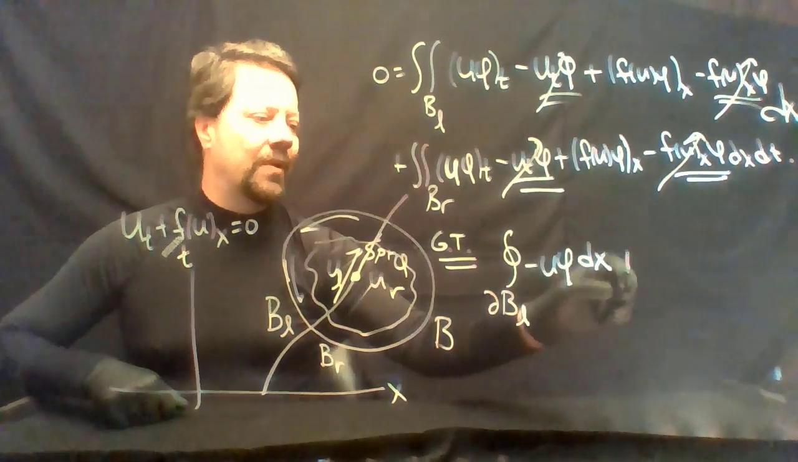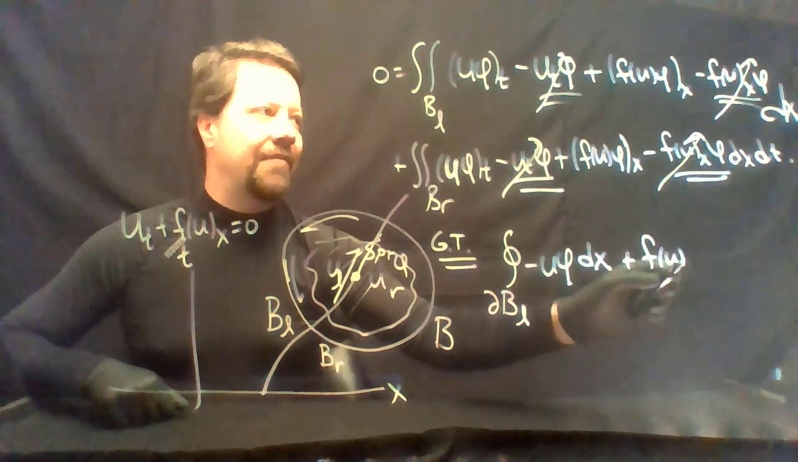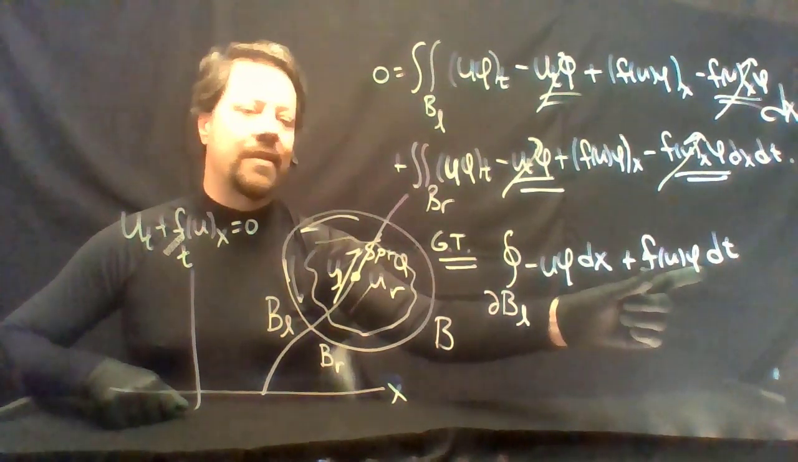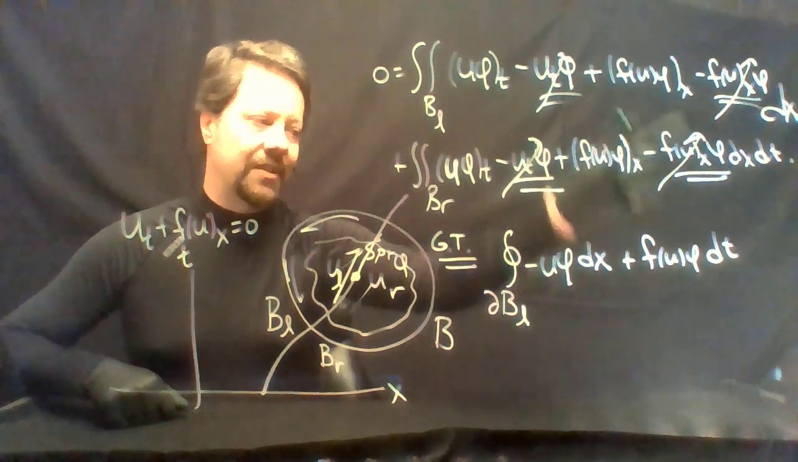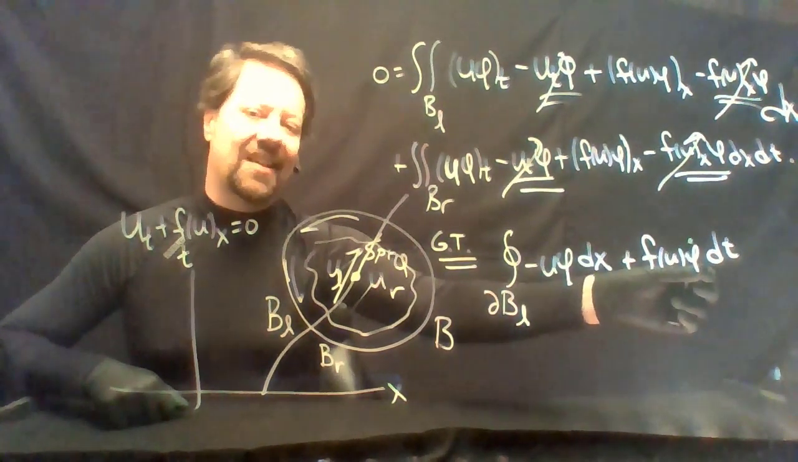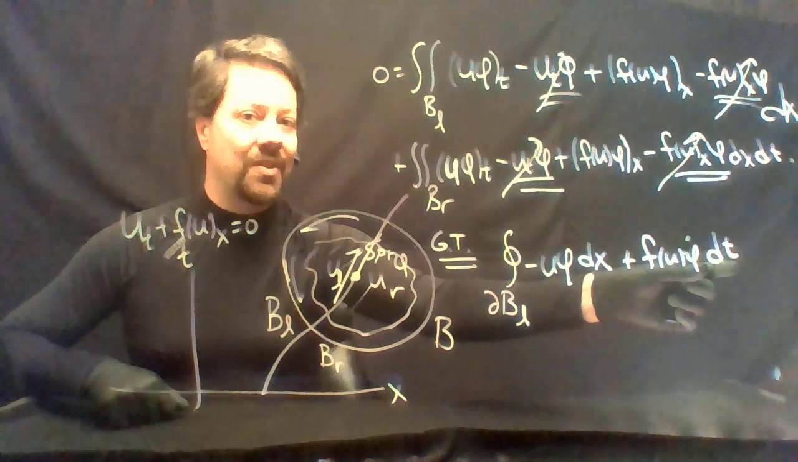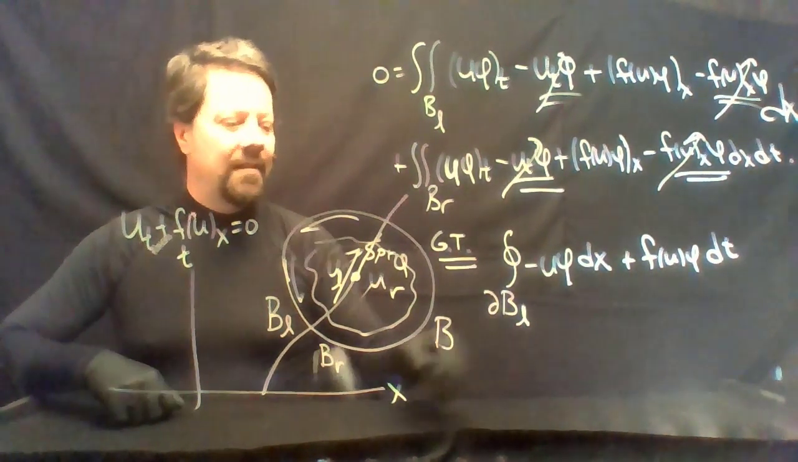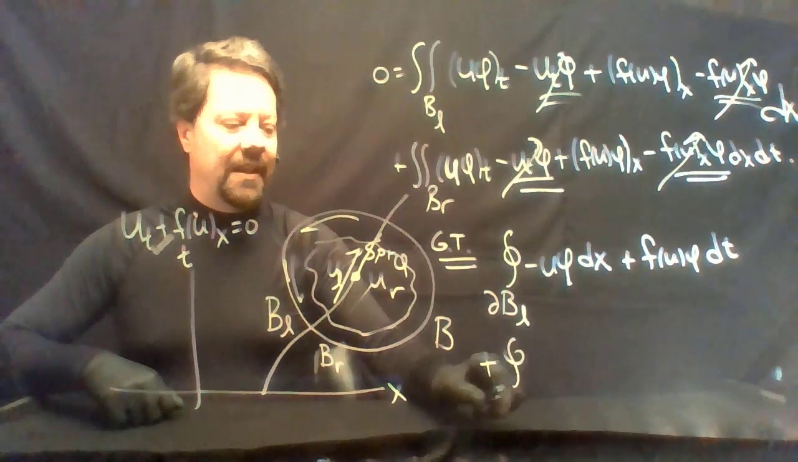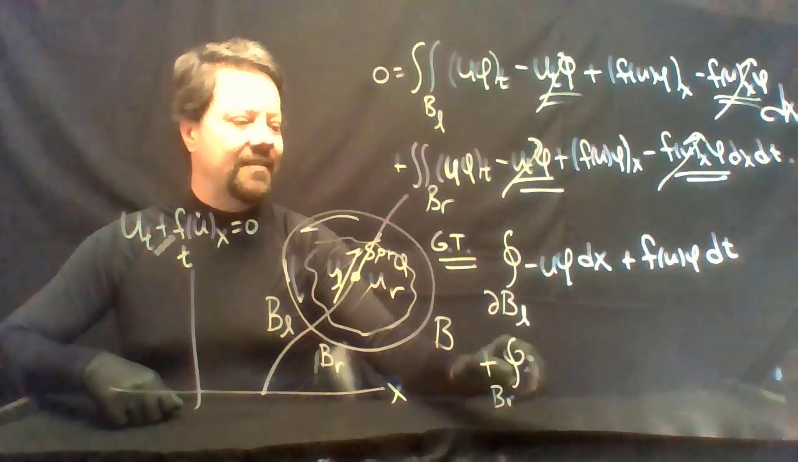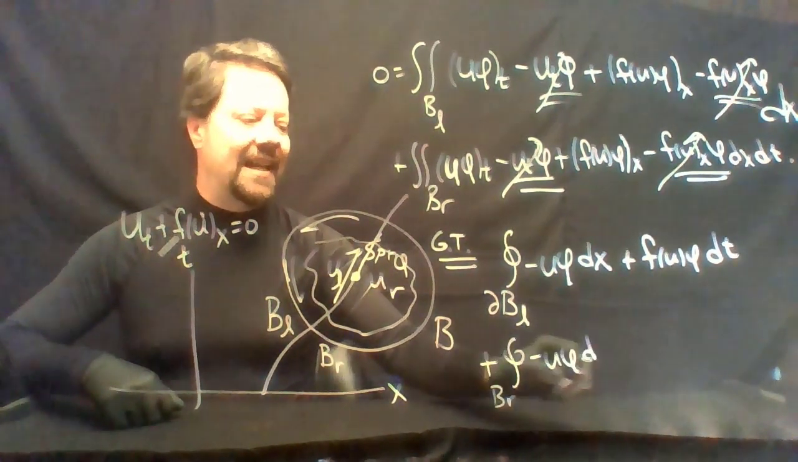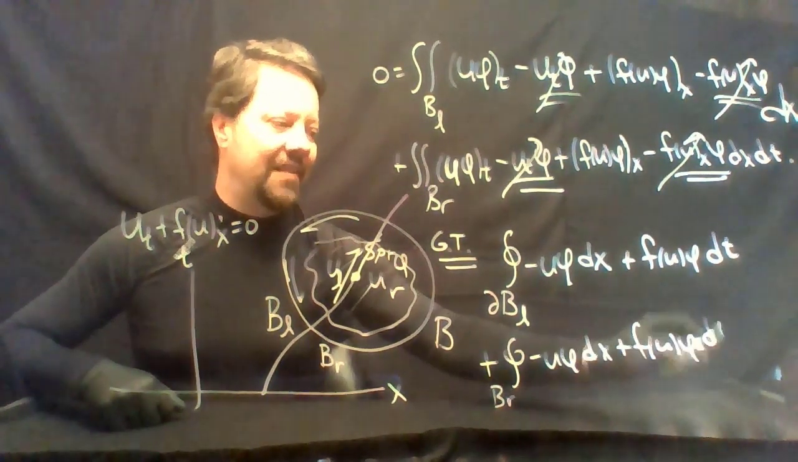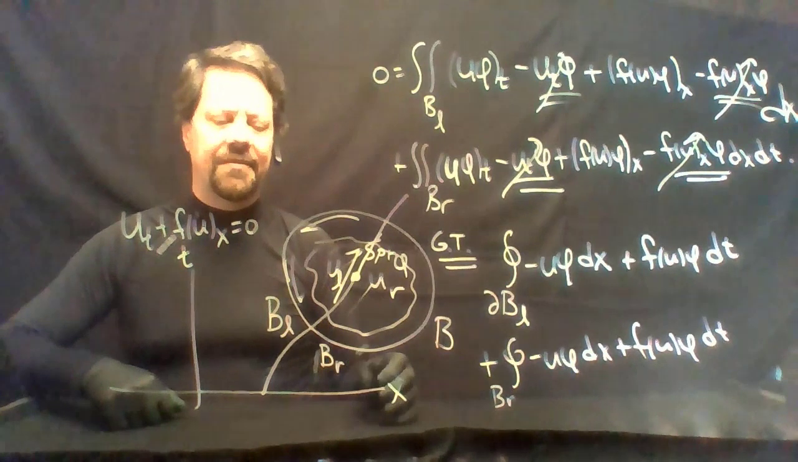Over here, we're going to have f of u phi dt. When you take the derivative of this term with respect to x, you get a dx wedge dt, which is in the right order, so we don't need a minus on this term. We'll have the same thing for the integral over the ball on the right. It's still minus u phi dx plus f of u phi dt. There is a slight difference.